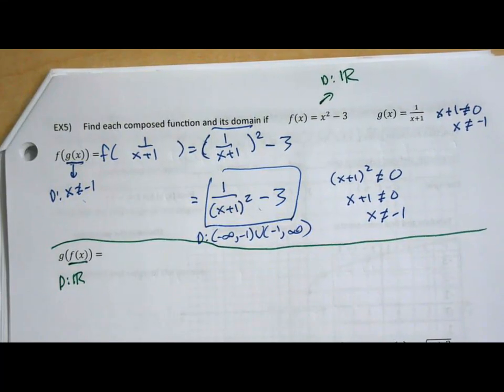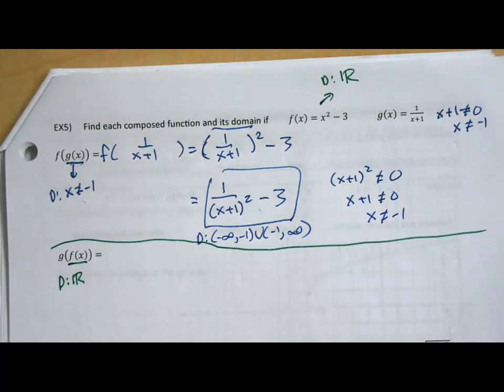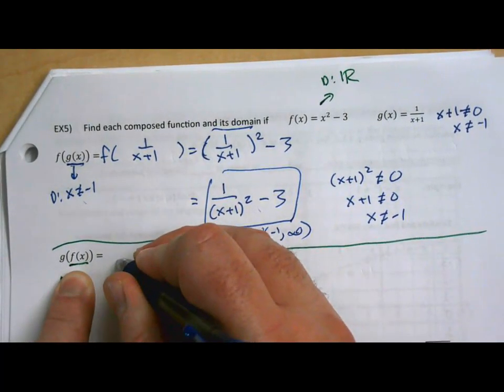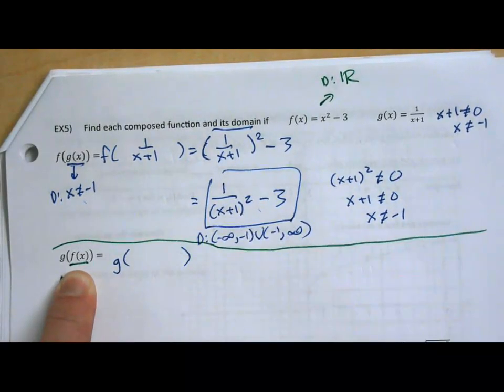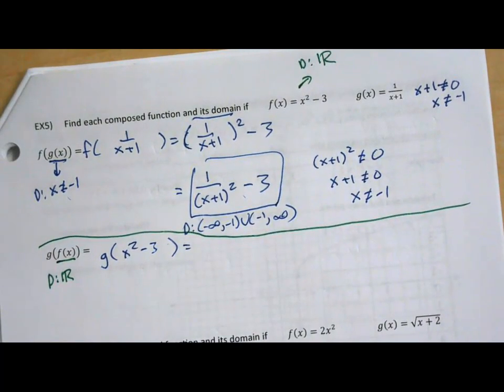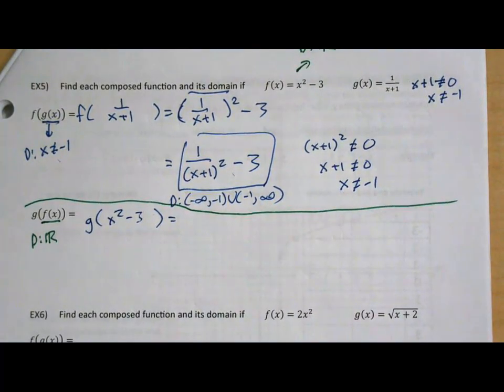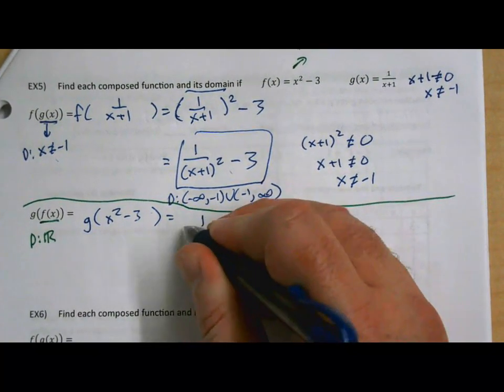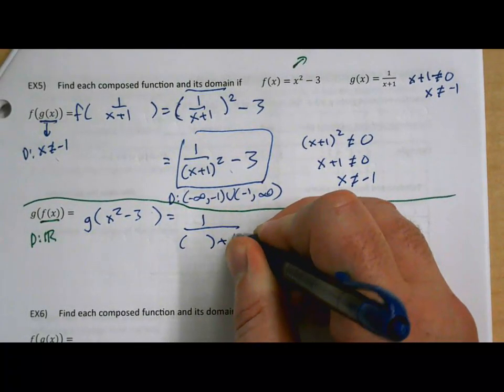Go ahead and just take a moment and practice going through the steps of finding g of f of x. You're going to start by substituting something in for the innermost thing you can, which is f of x. And then we'll do our g function to that. What was our g function? It was 1 over x plus 1.